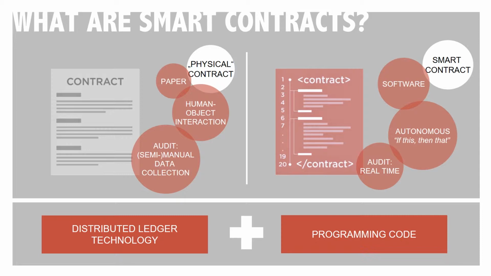In terms of auditing, the physical contract is audited by semi-manual data collection, while the smart contract is audited in real time, and in most cases the audit is a built-in functionality as all related data flows are digitized within the distributed ledger. A simple example of a smart contract can be buying a bond.